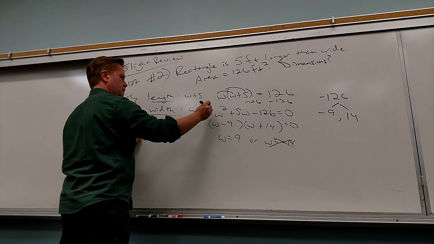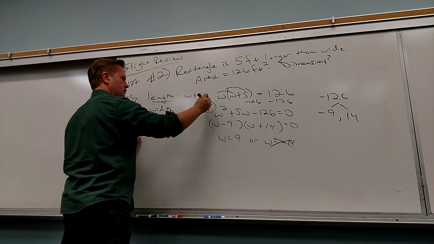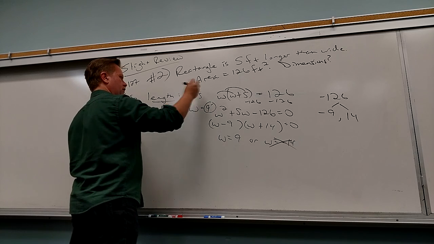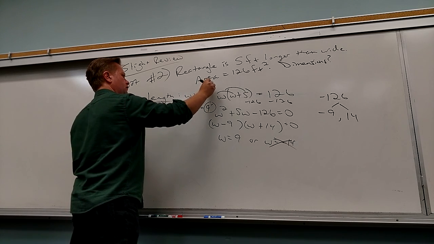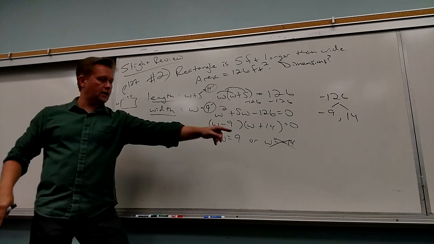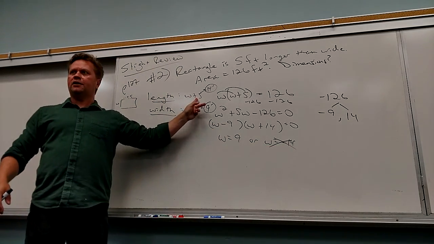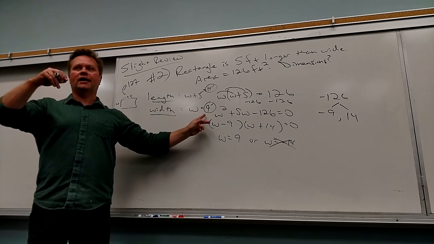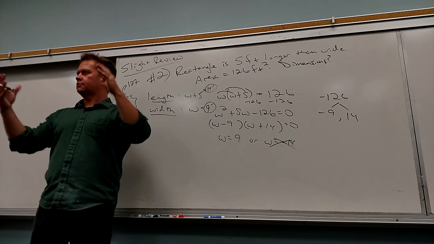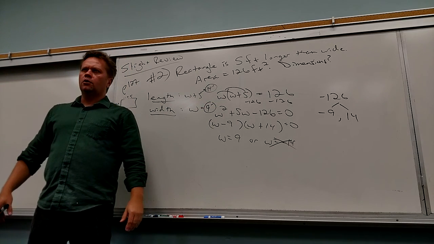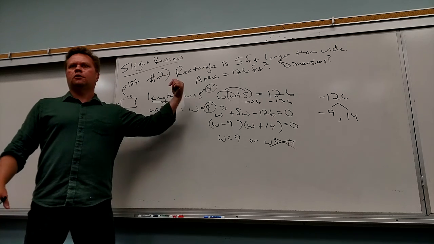9 feet. And then the width and then the length has to be 14 feet. Now real quick, see how that was negative 14? And negative 14 plus 5 is negative 9. Of course, negative 14 times negative 9 is 126.